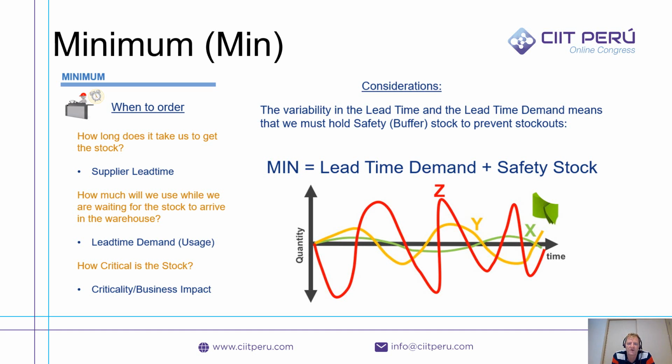So when we look at our lead time, there's variability in our lead time. One month it may take 5 days, the next month it might take 10 days. And again, there's also variability in that lead time demand, so how much we use while we're waiting for the lead time. So because of that, we need to hold safety stock. So our minimum is calculated by our lead time demand plus our safety stock.